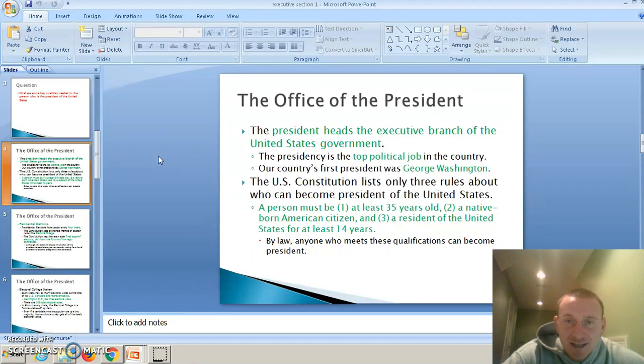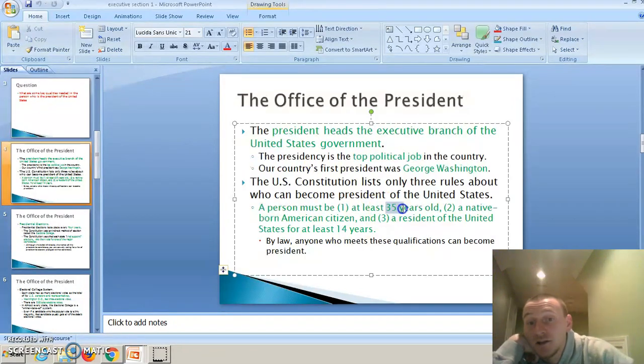The president heads our executive branch. So we always think about the United States, you always think about the president. You remember from the House of Representatives and Senate, 25, 30. Now we're on 35. You have to be 35 years old to be president. You have to be a U.S. citizen, and 14 is that magic number. So you got 7, 9, 14, 25, 30, 35.